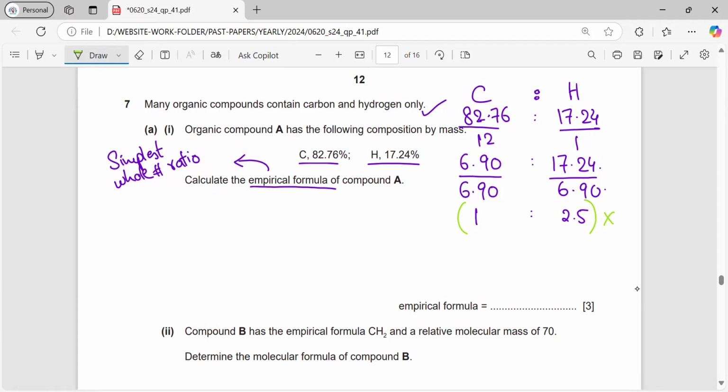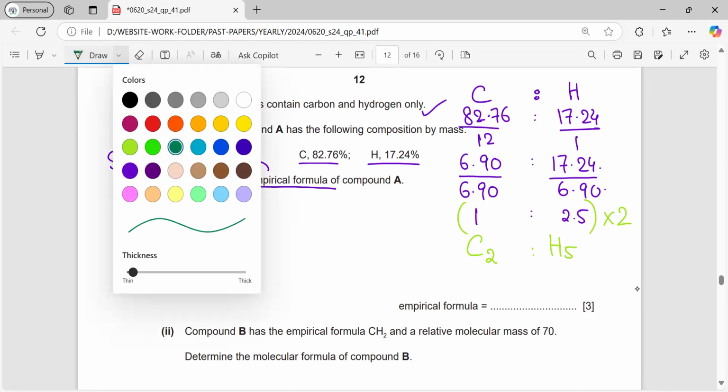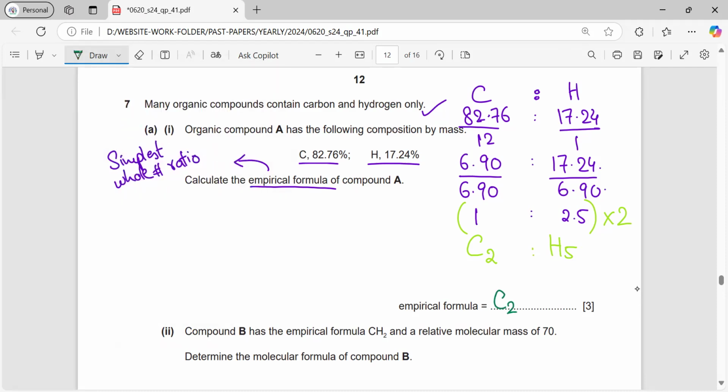So 2.5, let's see if we can multiply this 2.5 with 2, we're getting the answer 5. So we'll multiply it with 2. So carbon will become 2 and hydrogen will become 5. So the answer is, the empirical formula is C2H5.